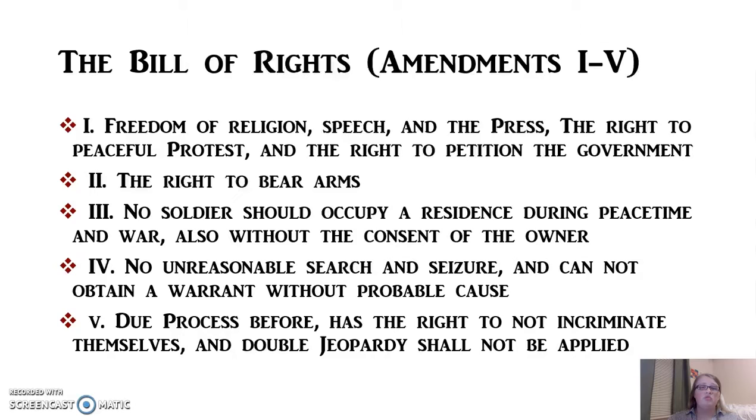Third, no soldier should occupy a residence during peacetime and wartime, and they can't occupy without the consent of the owner. Fourth, no unreasonable search and seizure, and cannot obtain a warrant without probable cause. These 4 through I think 6 are for people that are facing charges to make sure that they are not underrepresented. And then 5, due process before the law, so everyone can have a trial. And they also have the right to not incriminate themselves, and double jeopardy shall not be applied.